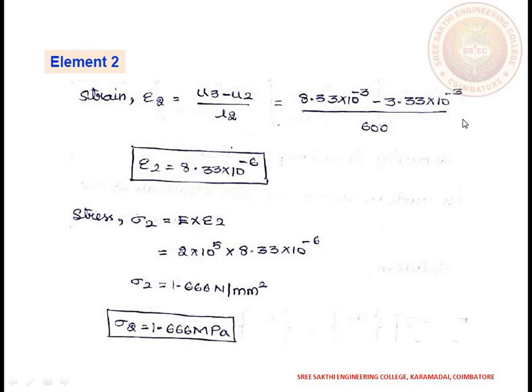Then for element 2, the strain is u3 minus u2 divided by L2. The u3 value is known and the u2 value is also known, so substitute here and find these values. Then sigma 2 is 1.66 megapascal.